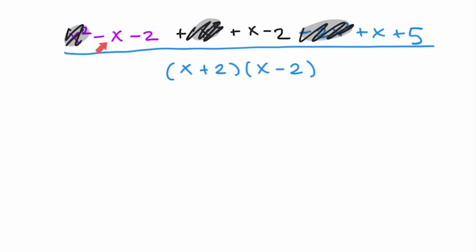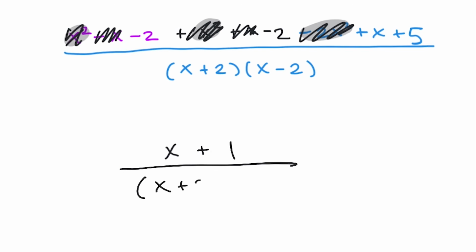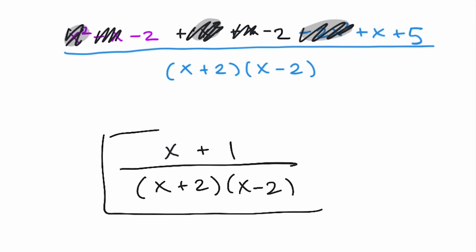We also have a negative x and a plus x. Those will cancel each other out. And so a lot of stuff cancels here. We are left with 1x, and then we have negative 2 and negative 2. That's negative 4 plus 5 is 1, and that's all over x plus 2, x minus 2. And that is our answer.